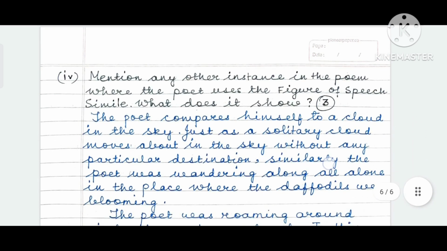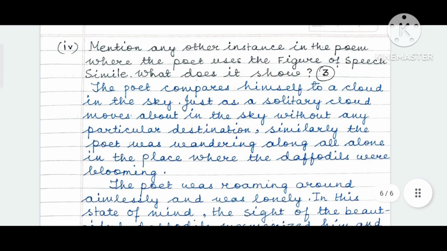Now the mention question. Mention any other instance in the poem where the poet uses the figure of speech simile. What does it show? 3 marks. The poet compares himself to a cloud in the sky, the very first line. Just as a solitary cloud moves about in the sky without any particular destination, similarly, the poet was wandering along all alone in the place where the daffodils were blooming. So this is the explanation.